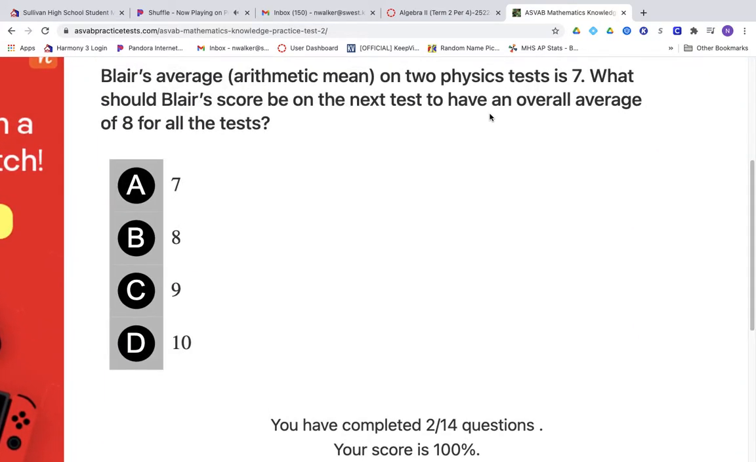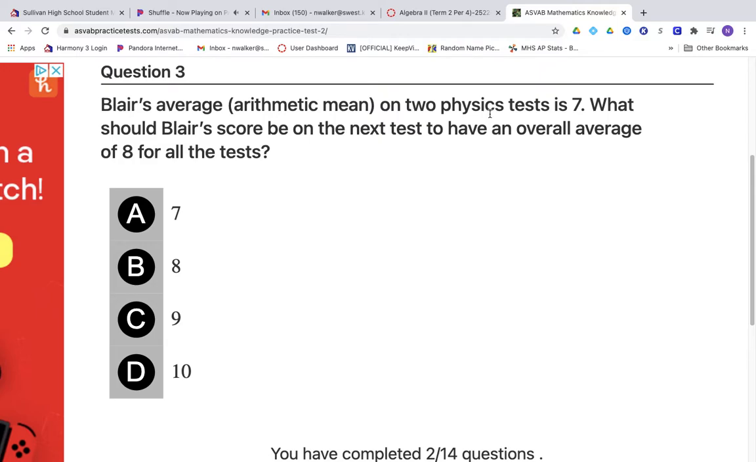All right. Now, this one may require a little bit more work. It says Blair's average, or mean, on 2 physics tests is 7. What should Blair score on the next test to have an overall average of 8? So there's some different ways that you could do this, but how do you find the average of a set of numbers?